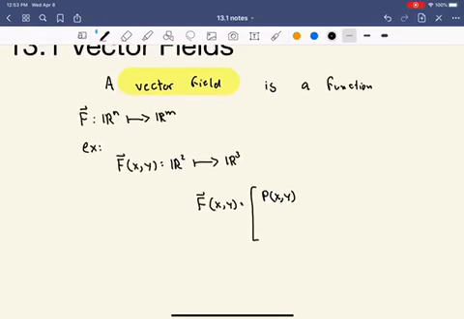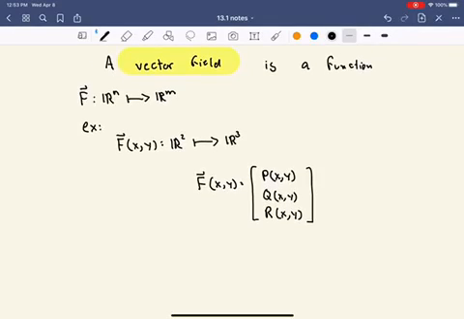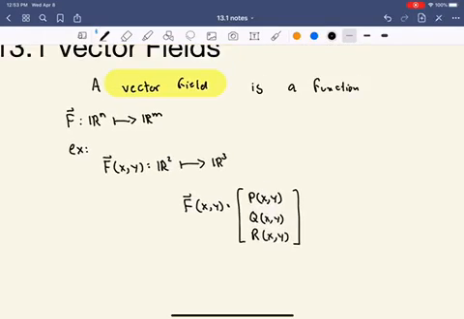Okay, P, Q, and R. Just sort of an idea. Notice that P, Q, and R, they follow each other in the alphabet. So let's do a typical example. Let's do an actual example and not just an abstract one.